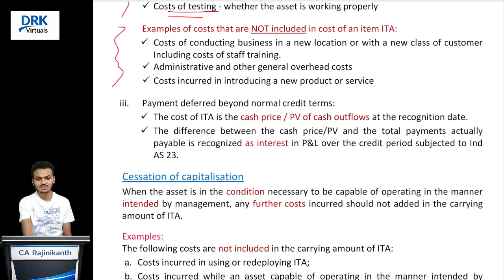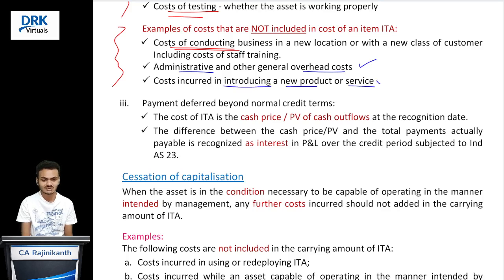And these are the examples that are not directly attributable costs. What are they? Cost of conducting the business, they are operating costs, charge to profit and loss account, administration and other general overheads expense. And next one, cost incurred in introducing a new product or service. What does it mean? It is advertisement expenses or promotional charges. So charge to profit and loss account all these expenses, because they are not directly attributable costs.